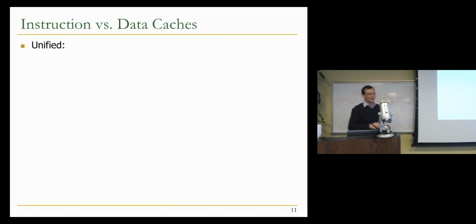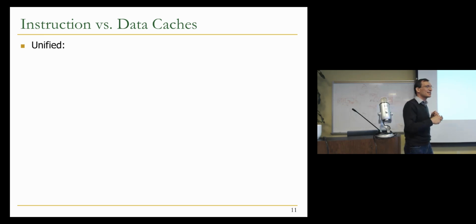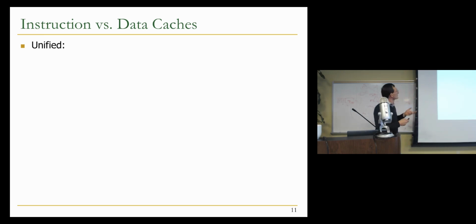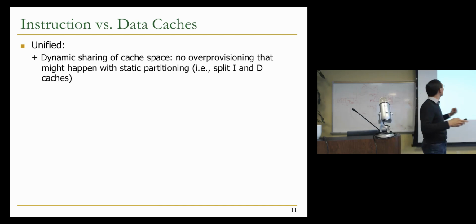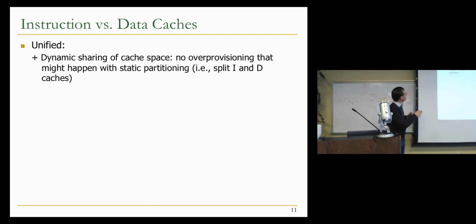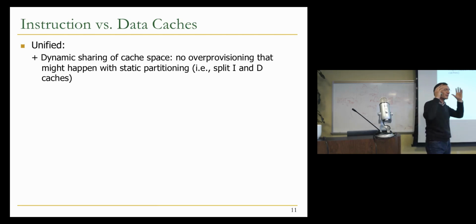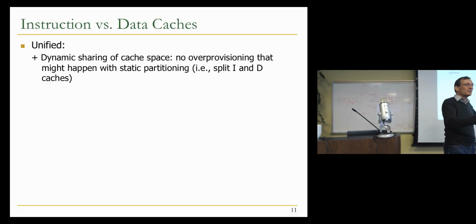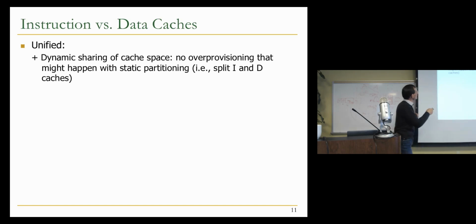Okay, there's another design choice in caches, which is instruction versus data caches. And there are two options that people have followed. One is, do you unify them? Do you keep instructions and data together in the cache, or do you separate them? Unified cache enables dynamic sharing of cache space. Whenever you unify different things, you enable dynamic sharing, right? Remember this from unified reservation stations, for example, versus distributed reservation stations. Whenever you unify the space, you enable dynamic sharing.